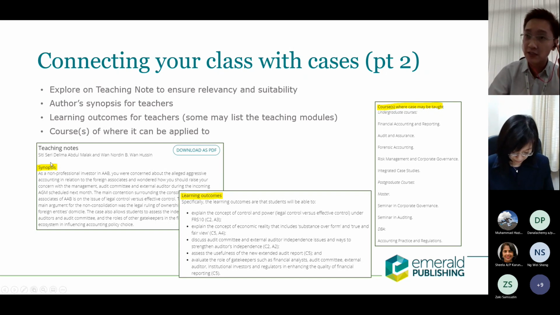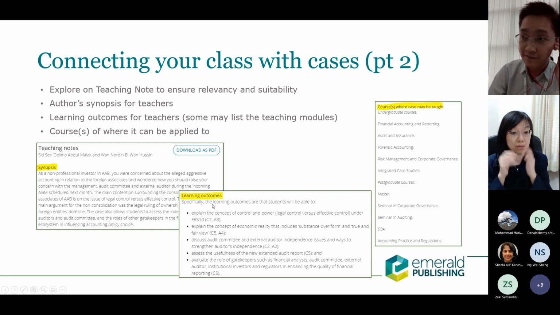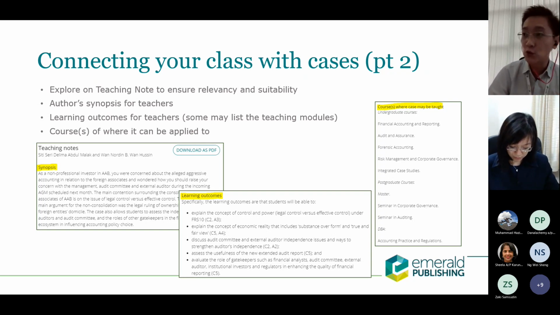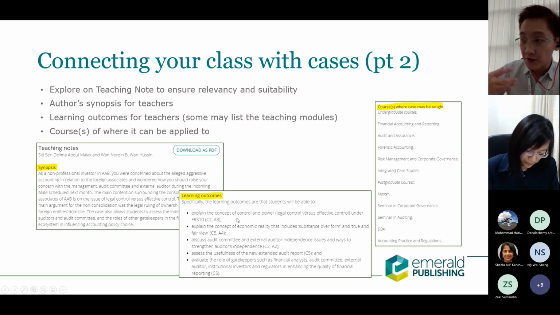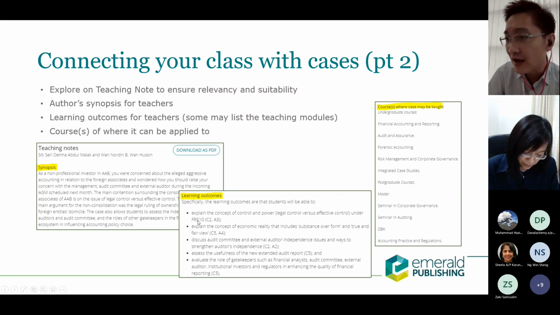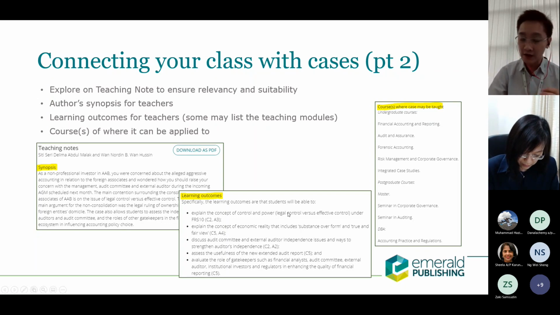So in the teaching note, you will see that a synopsis is available, again, about 50 or 100 words for you to read, and the learning outcomes over here. You can see here, the learning outcomes for the teacher are slightly more detailed than those for the students. Over here, you can see that the authors will say, teacher, you are teaching the concept of control and power under FRS 10. Again, my apology, I'm not too sure, is this a subject code or their own subject code here? But you can see, discuss audit committee and external auditor independence issues and ways to strengthen auditor independence, which is CA and AIR2. Right. So this will give you an idea what the students can learn or should learn about.